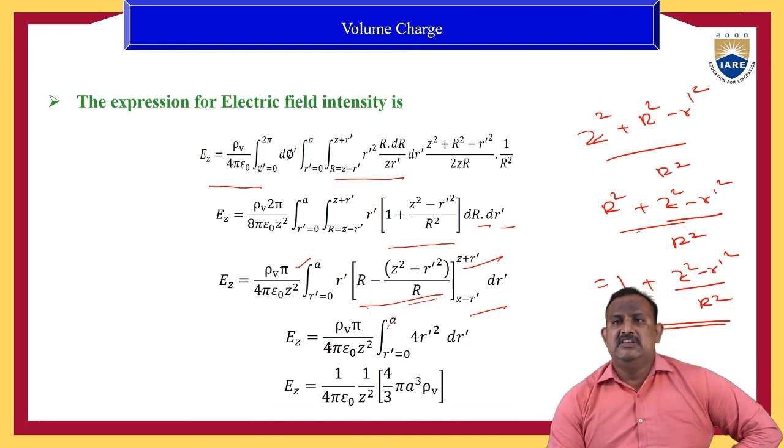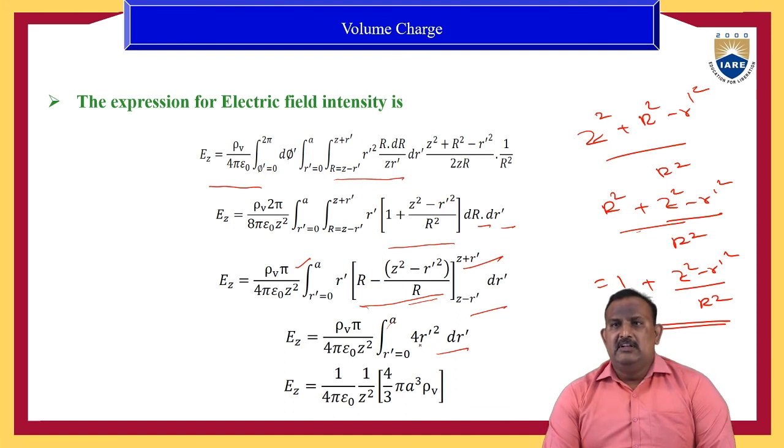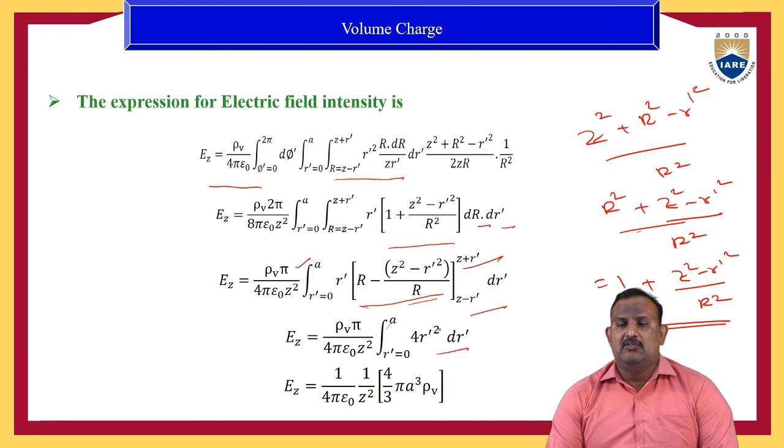Therefore, the equation becomes Ez equal to rho v into pi by 4 pi epsilon naught into z square into integral r equal to 0 to a 4r square into dr. So here, if you integrate this value, integral of r square is r cube by 3. Therefore, if we readjust the equation, it is 4 by 3 into a cube.